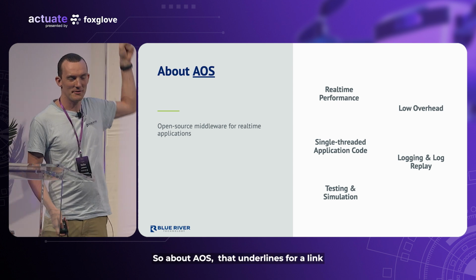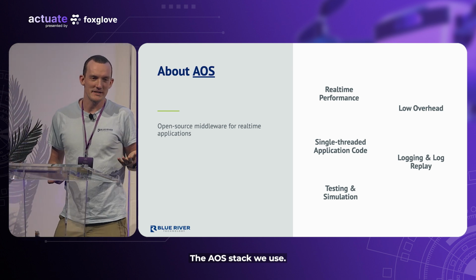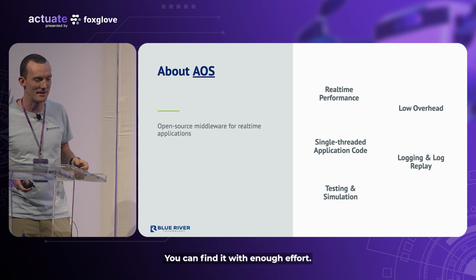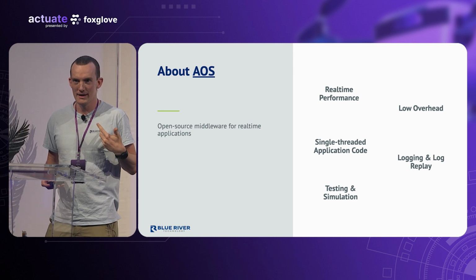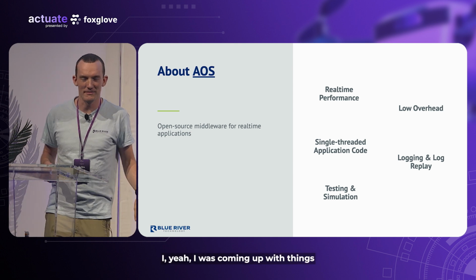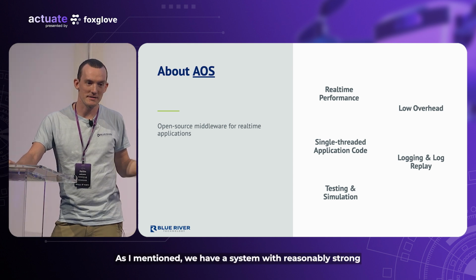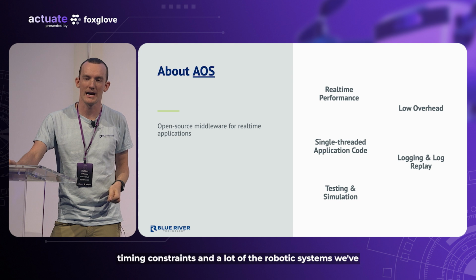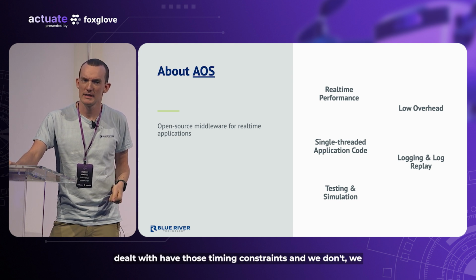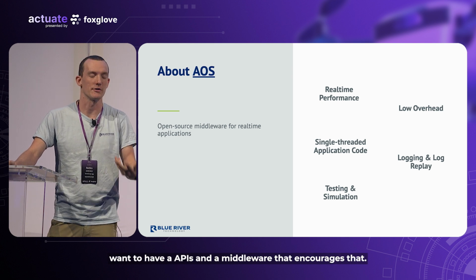So about AOS, that underlined is a link that is not terribly useful to you all here. AOS is the middleware stack we use. It is relatively custom. It is open source. As I mentioned, you can find it with enough effort. We use this for a variety of reasons. This is not an exhaustive list. I was coming up with things to list, and these are reasonable. One is that we care about real-time performance. As I mentioned, we have a system with reasonably strong timing constraints, and a lot of the robotic systems we've dealt with have those timing constraints, and we want to have APIs and a middleware that encourages that.